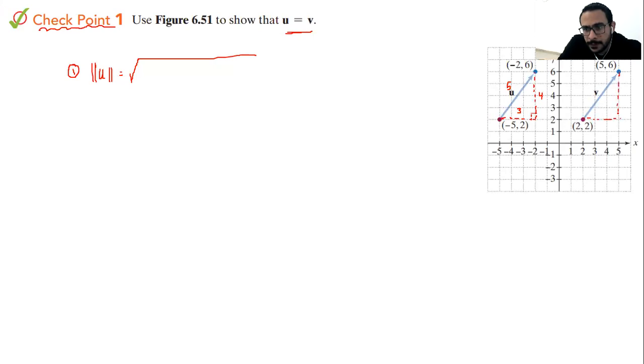Can we do it like this, guys? The distance here is 1, 2, 3, and here is 1, 2, 3, 4. So here is 4, so of course this is 5. So they have the same length, but using the distance formula, the U vector passes through 2 points, which are negative 5 and 2, and negative 2 and 6.